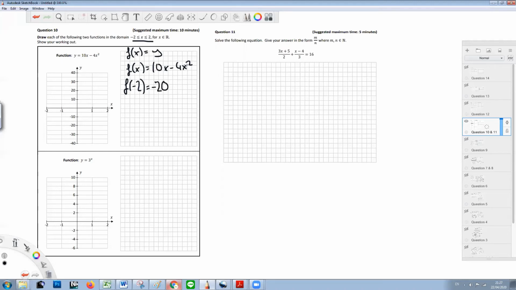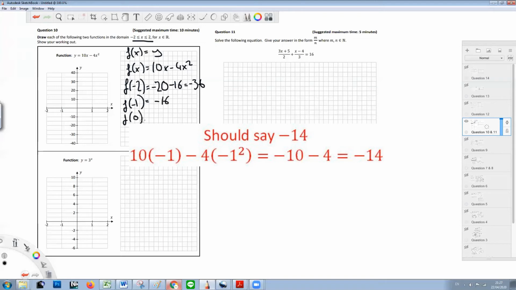And minus 2 squared is going to be 4 because the minuses cancel. 4 by 4 is 16, and then minus, so it's going to be minus 16. That's going to be minus 36. f of minus 1 is going to be 10 times minus 1, which is minus 10. Minus 1 squared is 1, multiplied by 4 is 4, and then a minus, so it's going to be minus 4, so it's going to be minus 16.